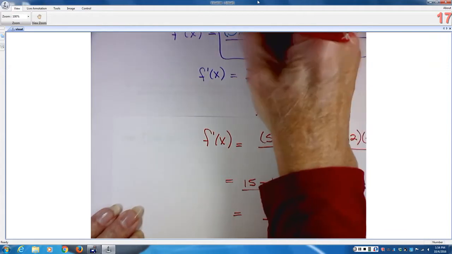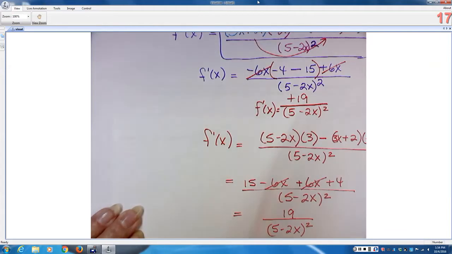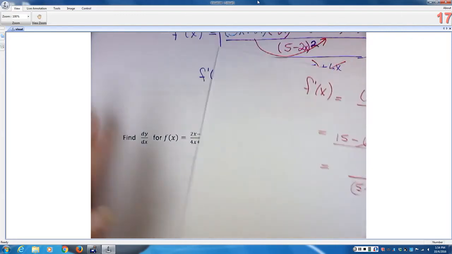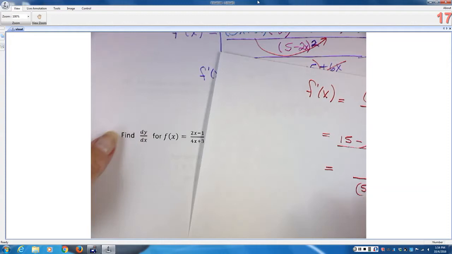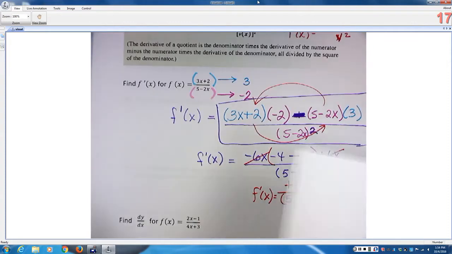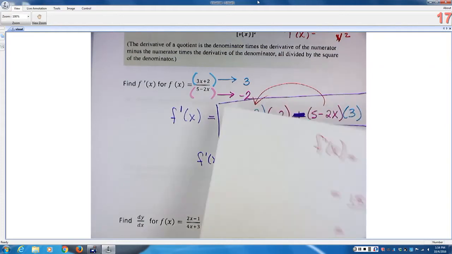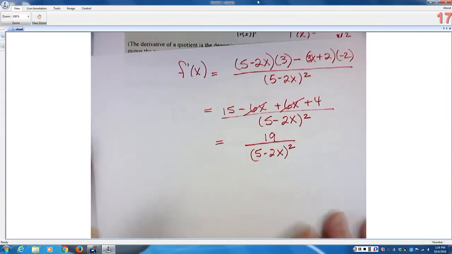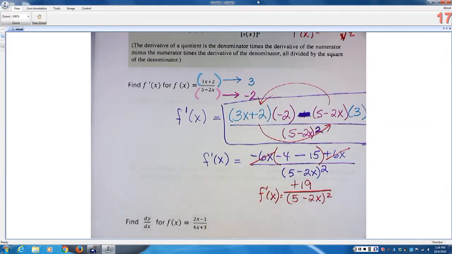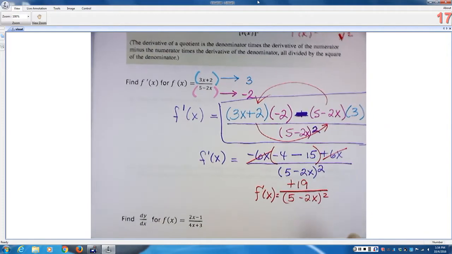And it's because this term should have been first and that term should have been last. So we did make a mistake and listed the denominator first. Yes, you always list the denominator first. I think I said the rhyme wrong: it's low D high minus high D low over low squared. And thank you for catching that. Bonus points for you today.